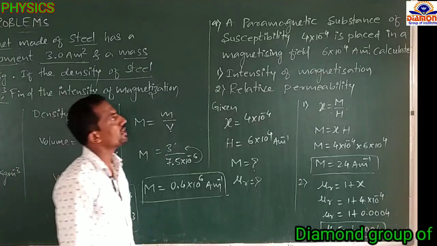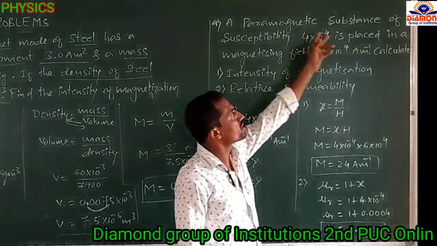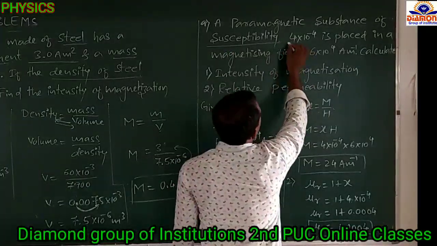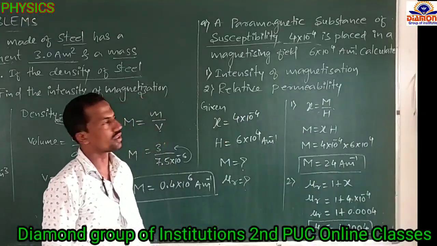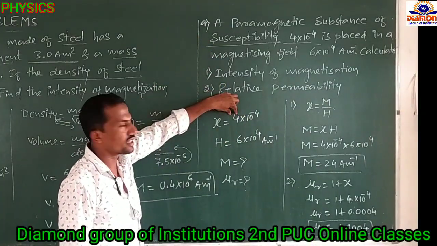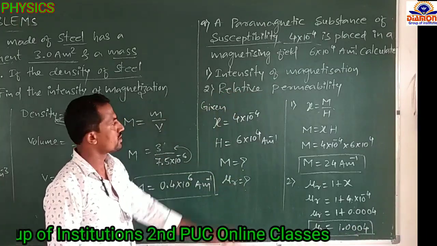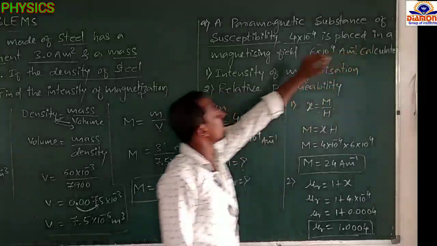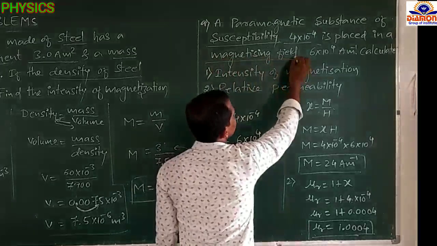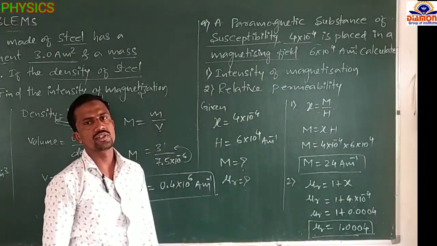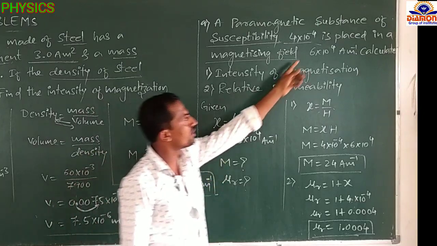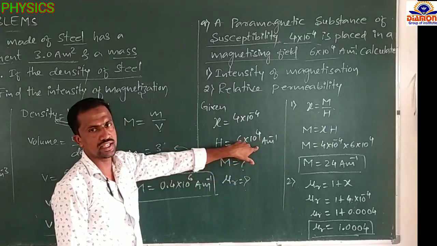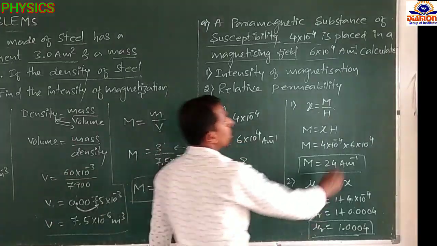The next problem is a paramagnetic substance of susceptibility 4 into 10 to the power of minus 4. Susceptibility is denoted by psi. Psi is equal to 4 into 10 to the power of minus 4, placed in a magnetizing field. Magnetizing field is denoted by H. H value is given. What is the value? 4 into 10 to the power of plus 4 ampere per meter. We are adding here. Then next, calculate.